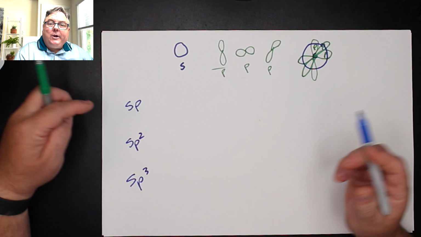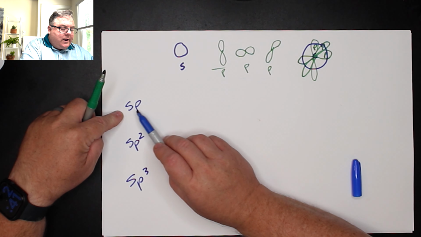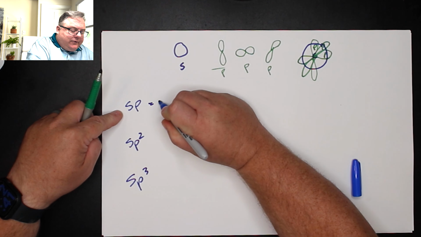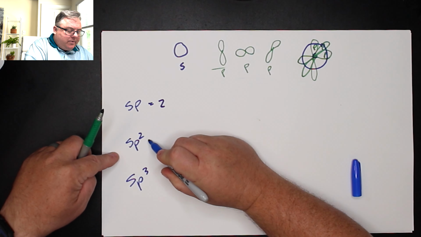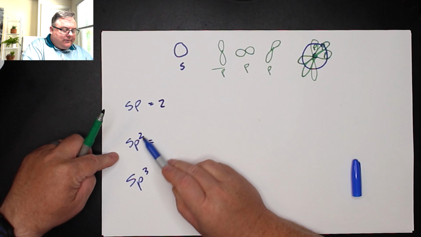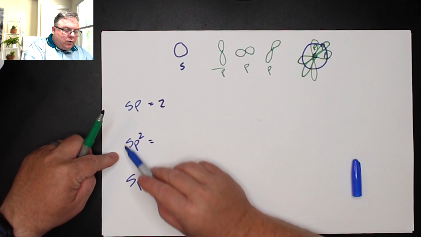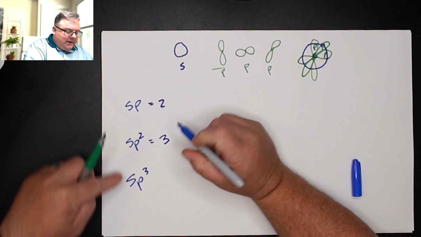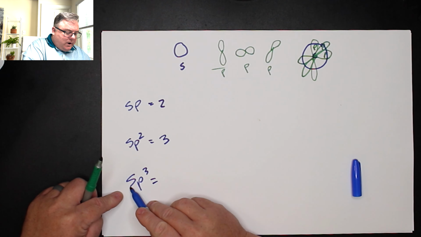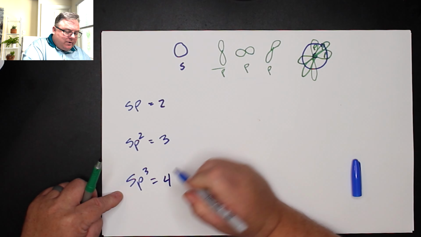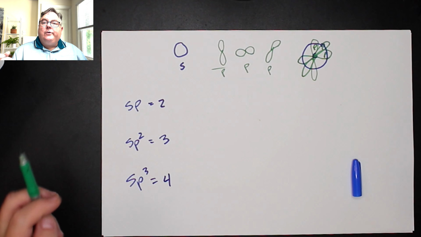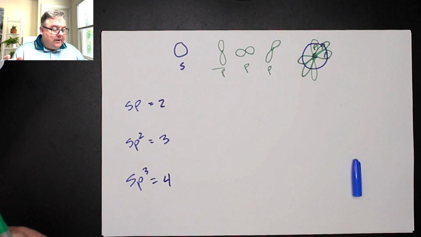And depending on how many orbitals we mix together, one s and one p, that makes two of these sp hybrid orbitals. Or if we mix one s and two of the p's, 3 total orbitals, we make 3 of these. And if we mix one s with 3 p's, we make 4 of these. So let's take a look at what the shapes are of these orbitals.